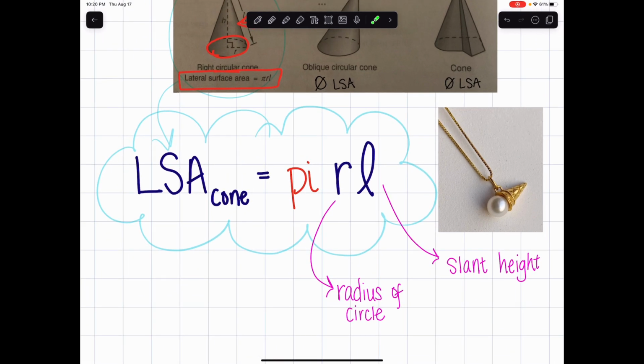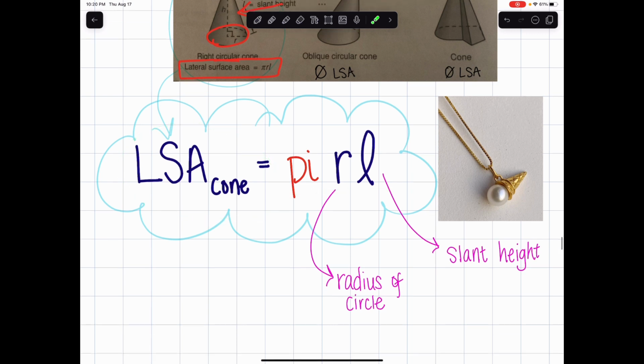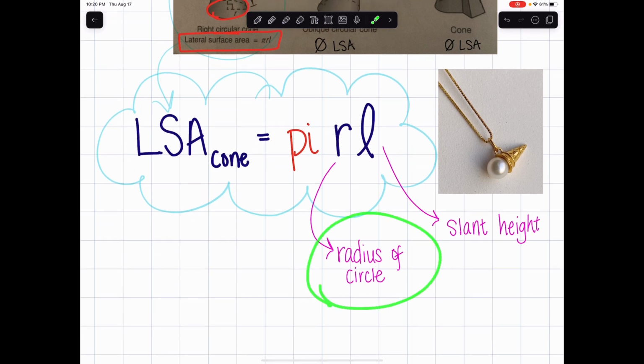So the lateral surface area of a cone is "pearl," pi times r times l. R is the radius of the circle, that's this circle right there that is the flat part of the cone. And the l is different this time. This is really important: the l is not the height. It's the slant height. So when you're talking about "pearl," or the lateral surface area, it's actually the slanty distance.